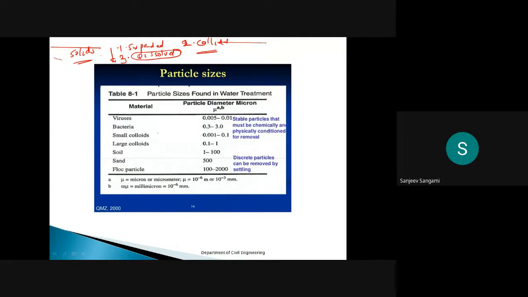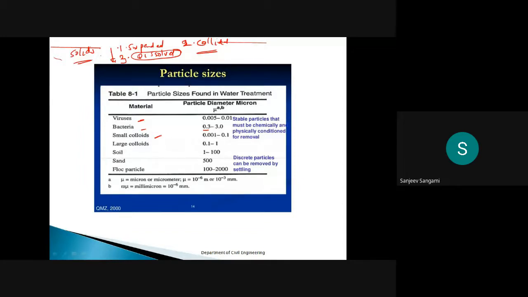So what exactly are the sizes? If viruses are present in water, the size will be 0.005 to 0.01 micron. If bacteria are present, the size is 0.3 to 3 micron. Again, different types of bacteria and different types of viruses are available. You cannot see them; you have to use a microscope to observe these microbes or microorganisms present in water.